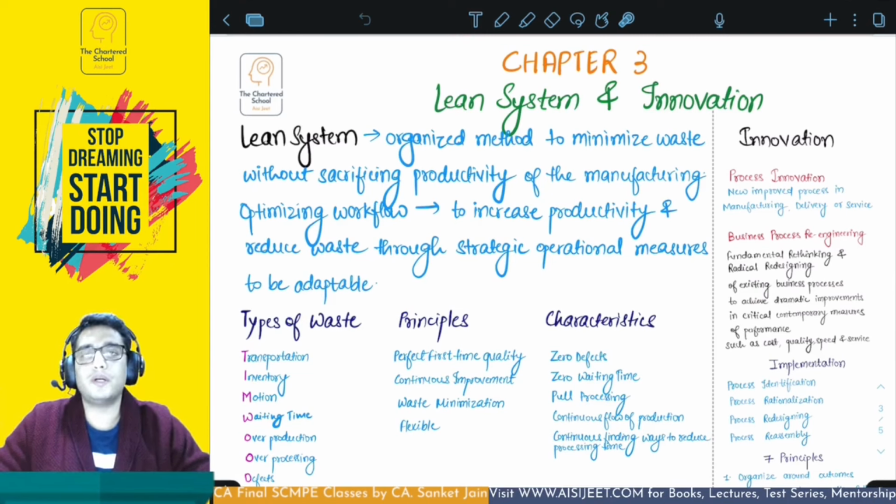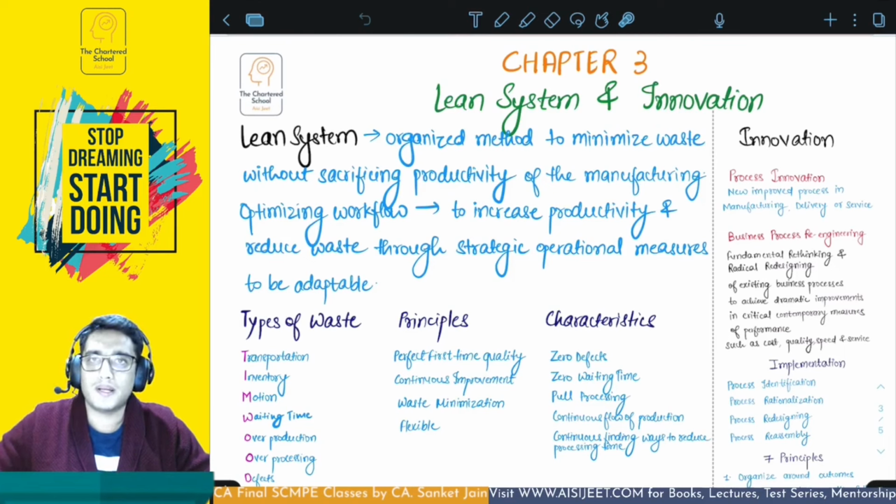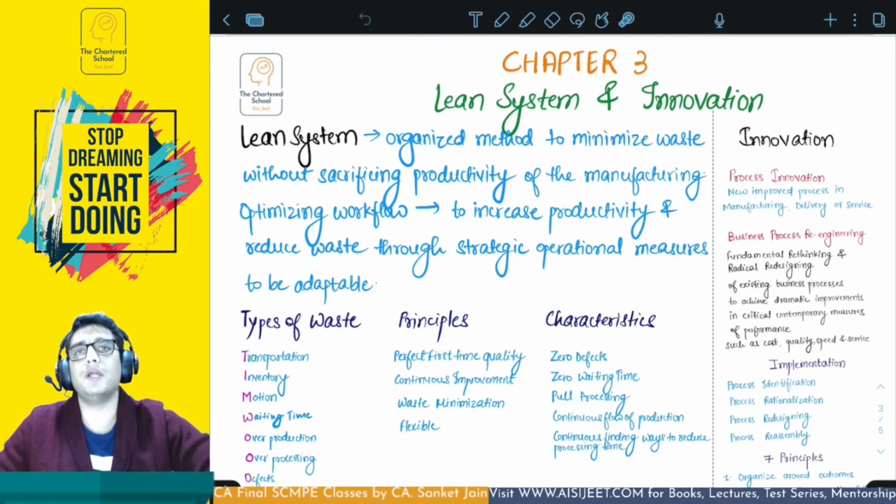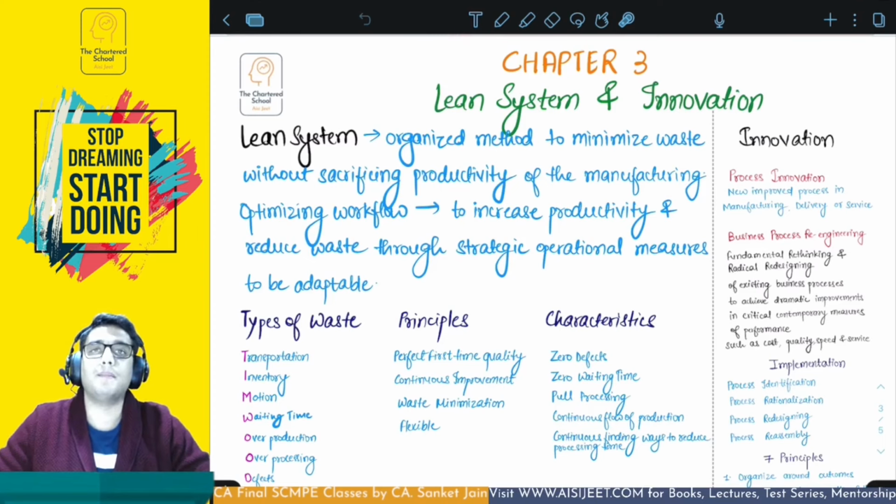Lean system, as I've already told you, is a method, and it's a proper method, very organized, that is used by organizations so that they can minimize their waste or eliminate the waste. Their desire is to eliminate the waste, but they try to minimize it. But this is done by improving the productivity. Okay, so not just do they not have to sacrifice the productivity, they also improve it. The existing productivity should not be lost, but in fact it should be improved in the manufacturing system.